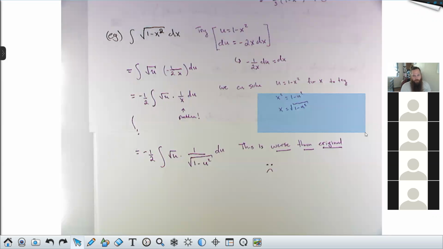And you can try to force it through, but when you force it through, first off, you're going to get a plus and a minus here when you take this square root. So really this should be a plus and minus. That's a problem. Also, the resulting thing is nastier than the original thing. That's definitely no good. So we really do need something else. And that something else is trig sub.